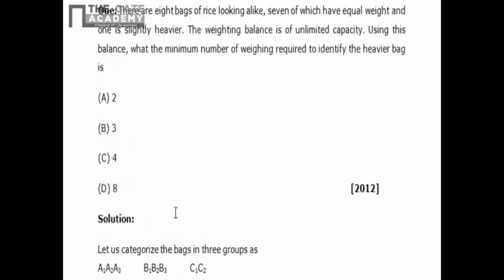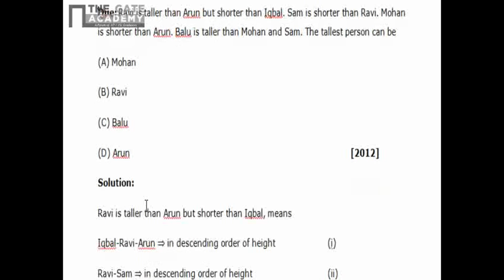This type of riddle also comes in the GATE exam. So be careful and try to solve logically. Try to get the sense of the question. Don't jump to the solution. Now we'll take the next question.